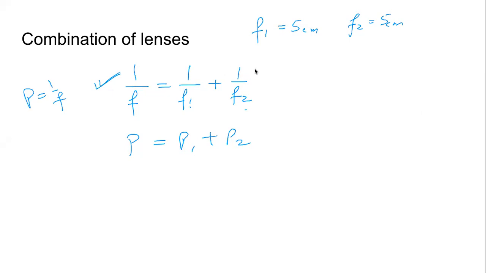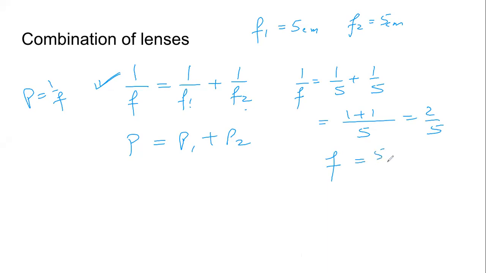Using the first formula, our 1 by f we can write will be equal to 1 by 5 plus 1 by 5, which will be equal to 1 plus 1 equals to 2 by 5. Therefore, our f, the reciprocal, will be equal to 5 by 2 centimeters, or we can write 2.5 centimeters.